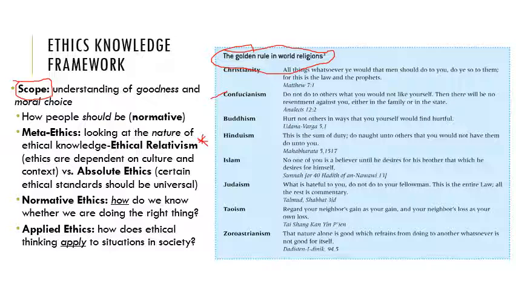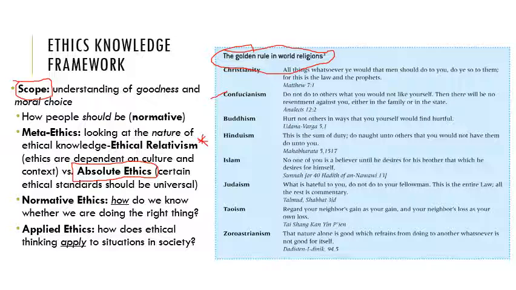So even though it's a little bit different, a little relative, there is this absolute knowledge that's formed in the idea of the golden rule. It's fascinating to think about how it permeates most societies, whether Western or non-Western. So meta-ethics is the ethical study of ethics.